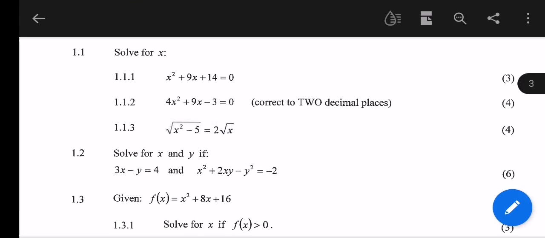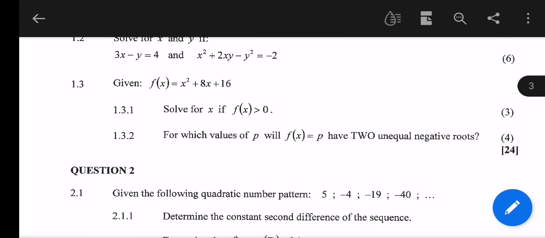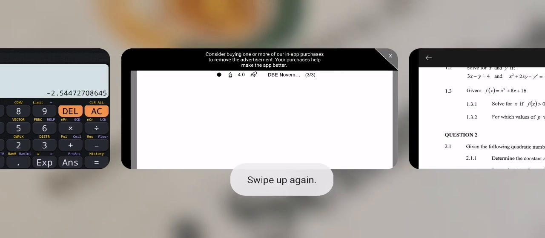Question 1.3. We are given f of x equals x squared plus 8x plus 16. The first question, which is 1.3.1, says solve for x if f of x is greater than 0. These are inequalities, guys. So let's go back to doing it.